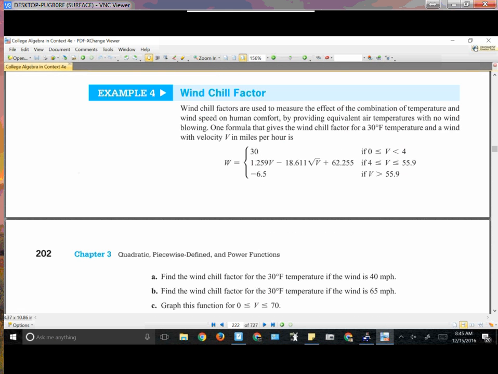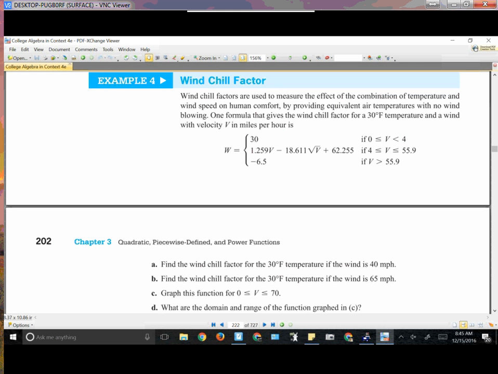Wind chill factor. Ooh, cheese whiz. That's really good for today, isn't it? Okay. Wind chill factor. Depending upon the temperature, depending upon the wind speed.